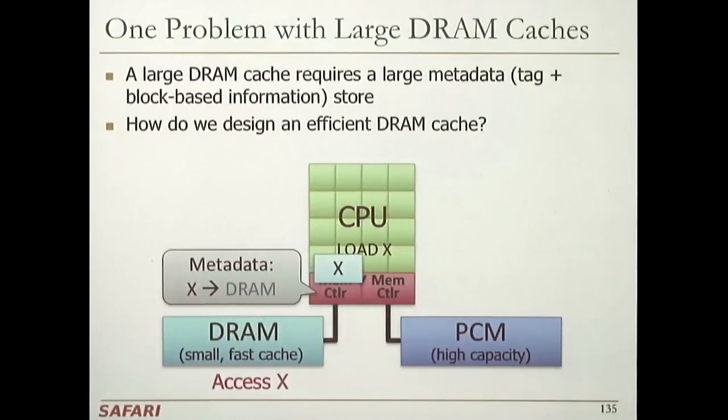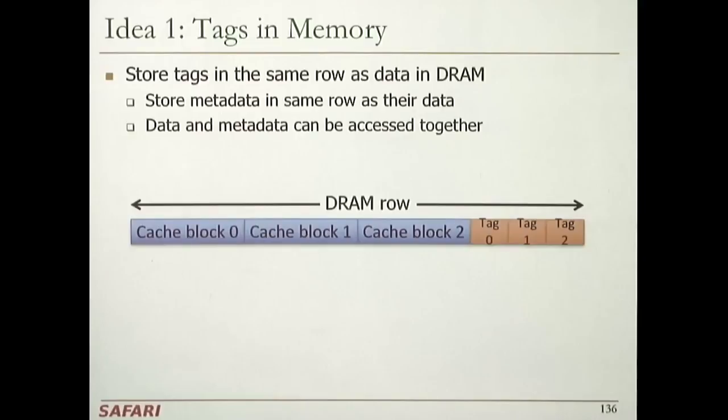Basically, how do you do that? One option is to actually store the tags inside the DRAM itself. Instead of having separate storage, why not have the tag storage inside the DRAM, and a refinement of the idea, inside the same row as the data? So store metadata in the same row as their data, and data and metadata can now be accessed together. Now, if you want to figure out whether some data is in the DRAM cache, you first need to access DRAM to get the tags, do the tag match, and if the tag match says yes, it's in DRAM, then you need to access the same row to get the data itself.